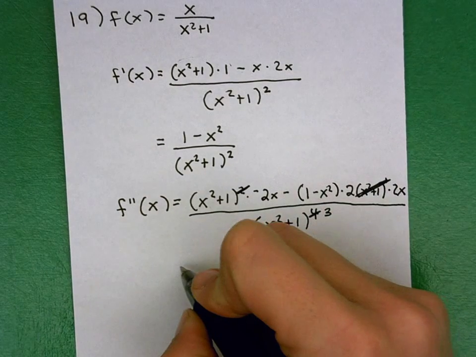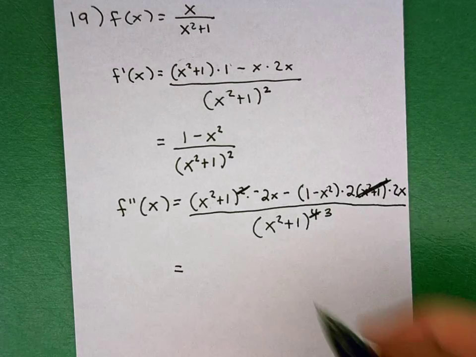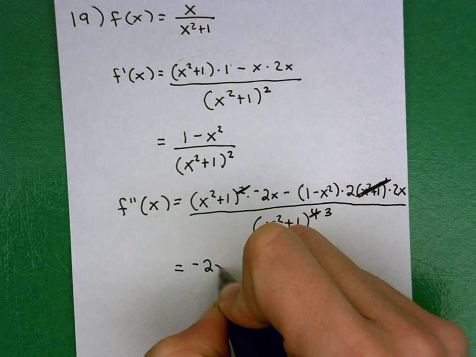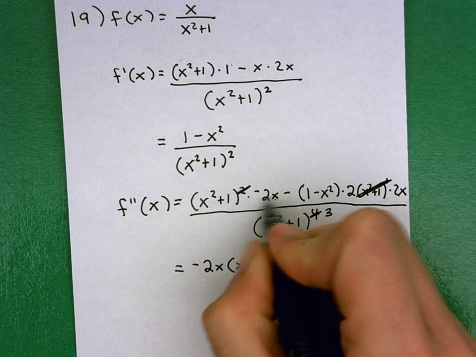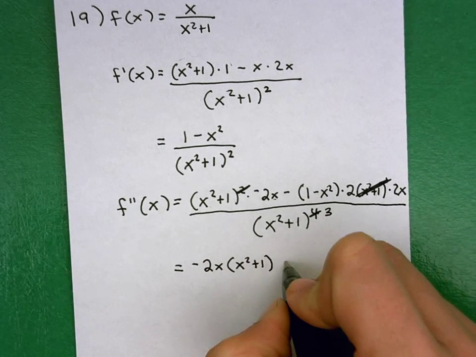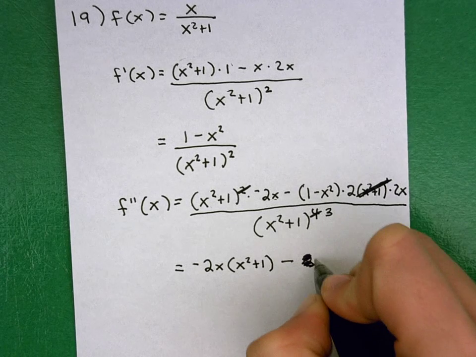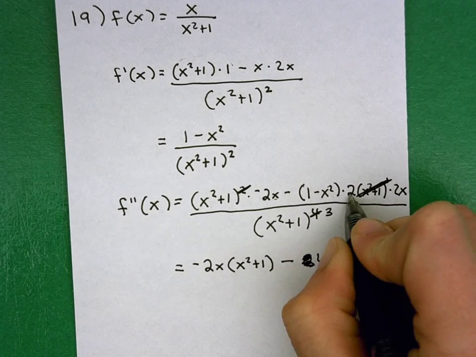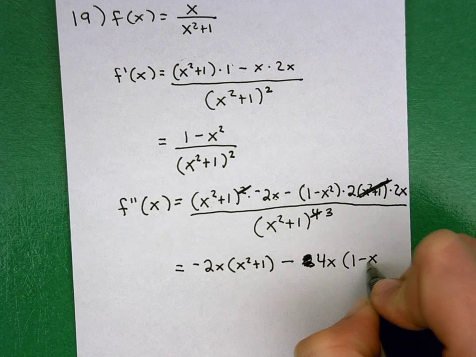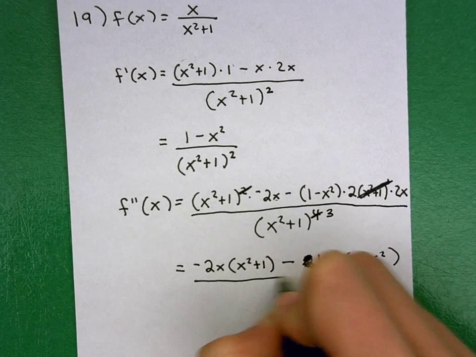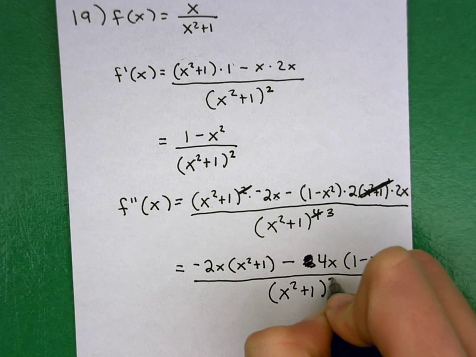Okay. And so just to kind of clean up my work a little bit, I'm just going to take a moment and rewrite what I've got now. I have that negative 2x times the x squared plus 1. That's what's left over in this first term. And then over here I have minus, and actually this is going to be minus 4x, because there's a 2 times a 2x, which is 4x. And then 1 minus x squared. All over x squared plus 1 quantity cubed.